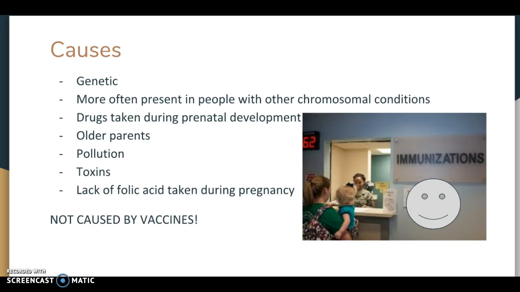Sometimes prescription drugs taken during prenatal development may affect if the fetus will eventually develop ASD. Older parents, pollution and toxins have also been linked to ASD, and then lack of folic acid taken during pregnancy has also been linked. But it's important to note that, contrary to what some people think, it is not caused by vaccines. As you can see in the photo, there are some immunizations.